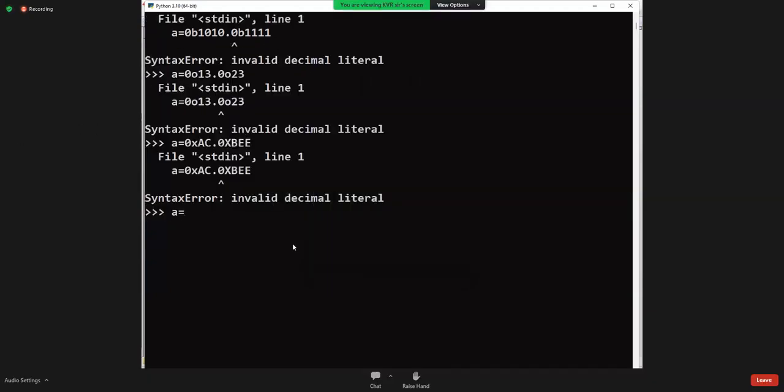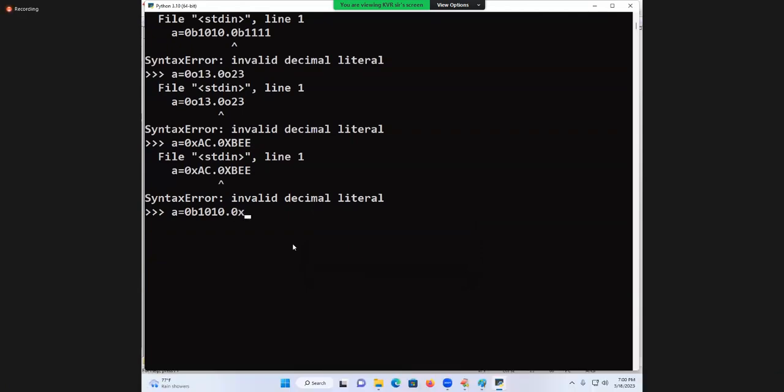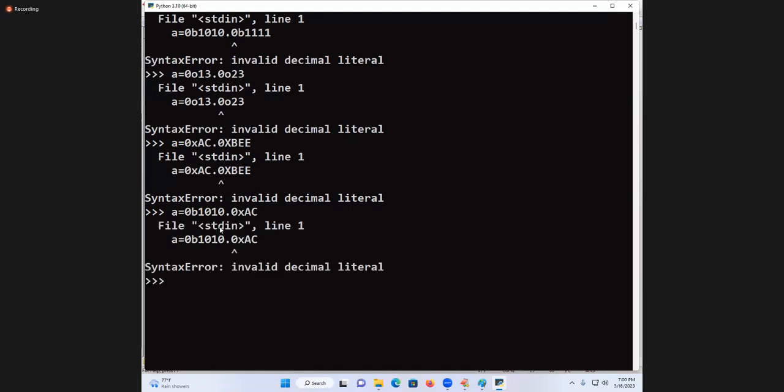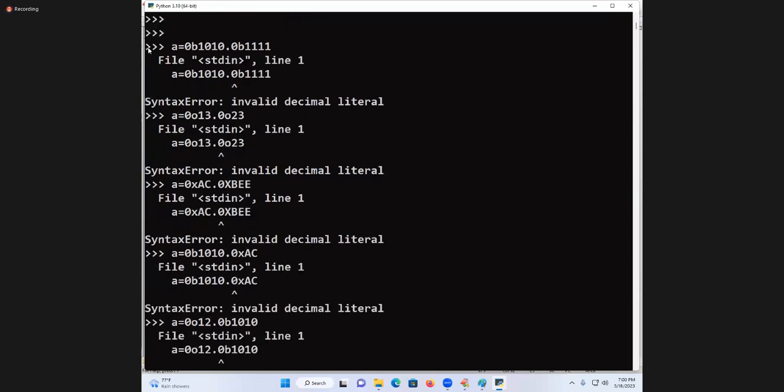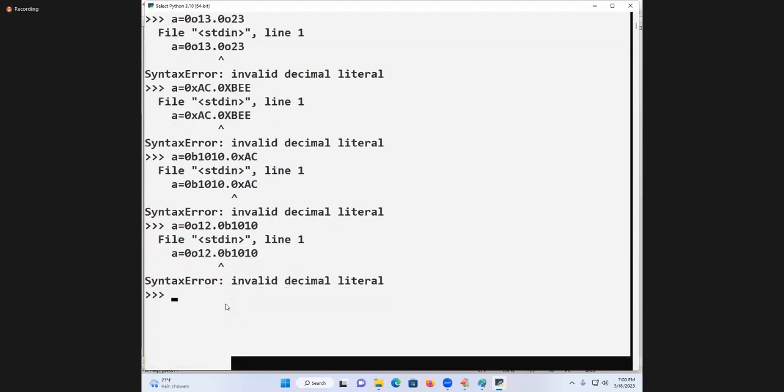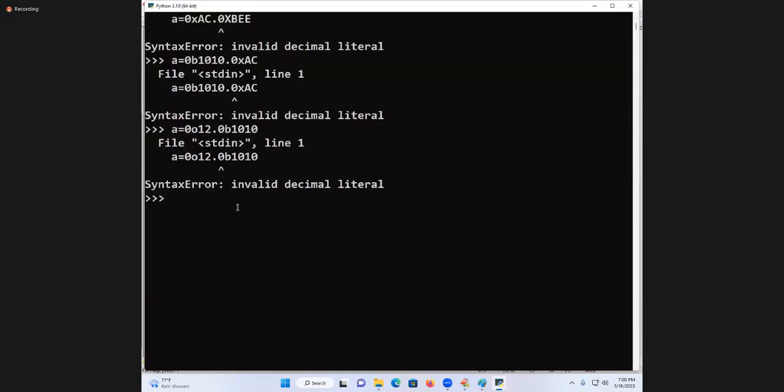Last and final, 0B1010.0xAC, also not possible. Combinations also not possible. Last and final, A is equal to 0O12 and 0B1010, also not possible. I mean, floating point values never should take what? Number systems.